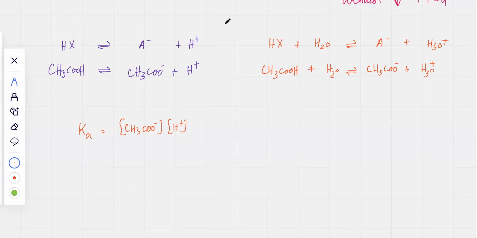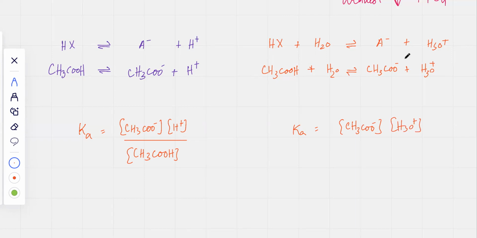So that's my products, and that's going to get divided by the concentration of the reactants, which in this case is the acid, CH3COOH. If I use the other expression, I'm still going to get the same equation. Why? Because the products are these two: the CH3COO minus 1 concentration and the H3O plus 1 concentration.